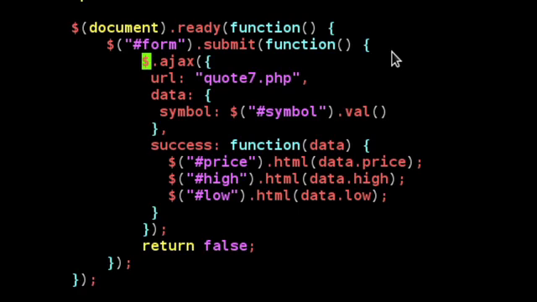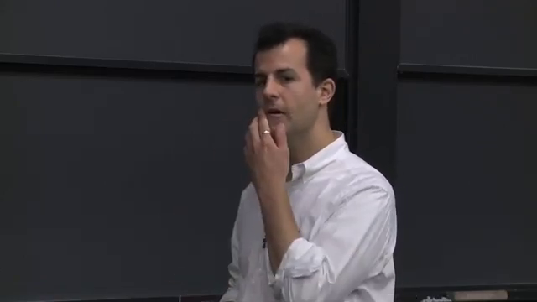passing in what? What type of argument does the Ajax function apparently take? Or rather, how many arguments does it take? Yeah? 3. It apparently takes 3, and what are they? URL, data, and oh no, oh yeah, okay, close. So the technical response is not right, but you're on the right track. Jack? 1. Takes 1. Why does the Ajax method take 1 argument?